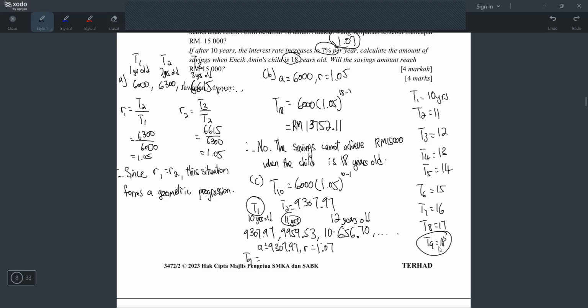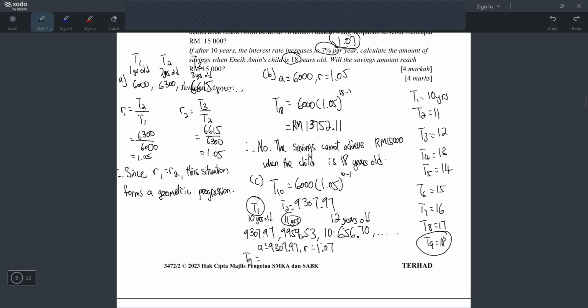So I'm finding 18 years old. Can you see I find T9? So you cannot find T8 because if you find T8, you are finding when he's 17 years old. So I hope you understand why it is T9, not T8. But of course, if you want to find T8 also can. But if you find T8, you make this your first term. You don't make this your first term. So if you want to find T8, you can make this your first term and then you will get the same answer, believe me.